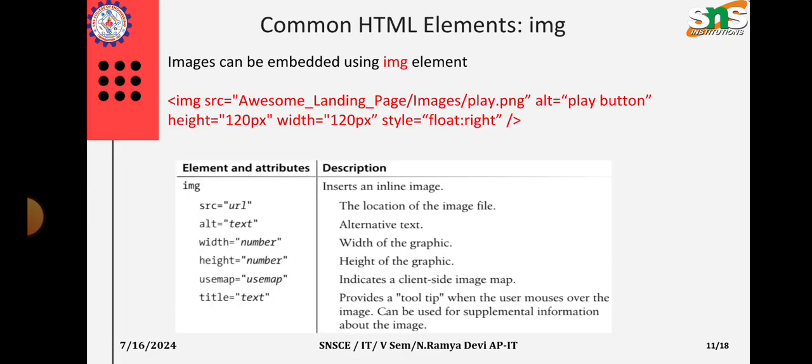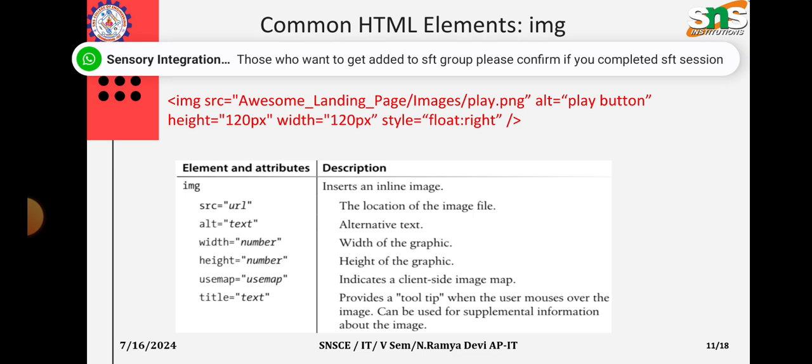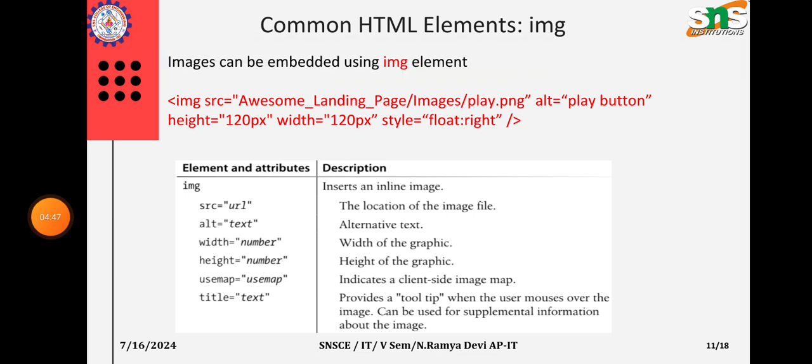And then images can be embedded using the img element. For example, img source awesome landing page images play.png, so that we have to give the full path of an image, and then the alternate for that image. If the image is not available, we have to give an alternate text or alternate image for that image. And then height and width are also attributes of your img, and 120 pixel is the value for the attributes height and width. And style is also an attribute name which gives the attribute value like float: right.